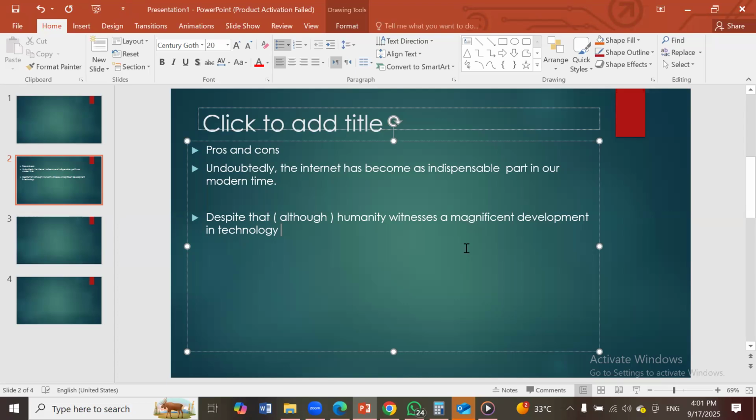And I'm just showing you a sample of a complex sentence. Despite that, or although humanity, instead of saying we are witnessing, or instead of saying facing or experiencing, witnessing. Okay, see the style? Even if you translate it into Arabic, you will find it is higher-level language. Humanity witnesses, or we see? Which is higher: humanity witnesses development.